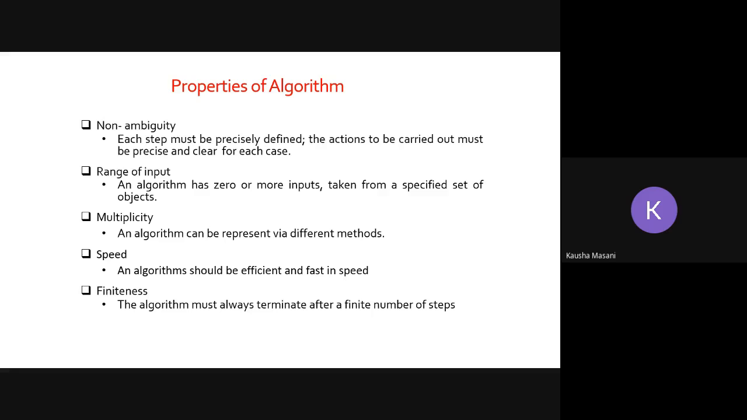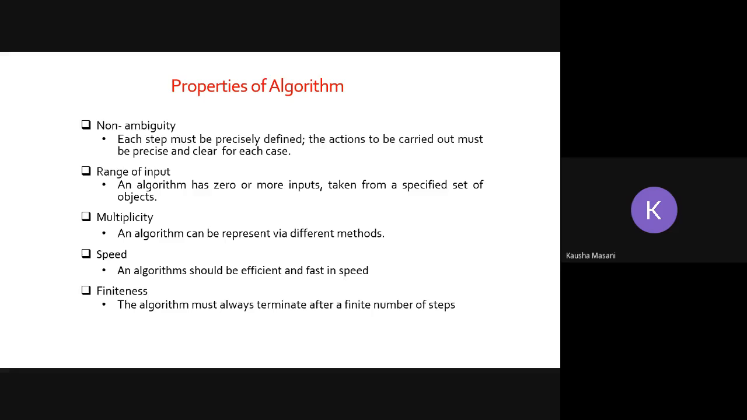The very first property of your algorithm is non-ambiguity. So what does it mean? Each step must be precisely defined. And that means there should not be repetition, or say, suppose you are using any loop, then the loop should not run for the entire amount of time. That should not happen. Actions to be carried out must be precise and clear for each case.